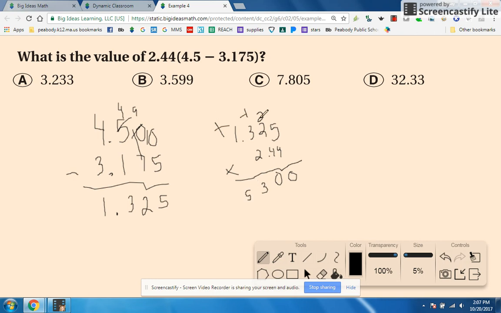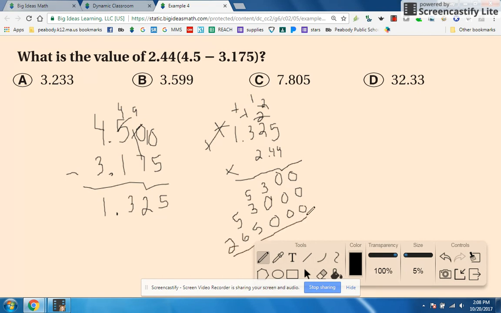Now I got to start with a 0 for my next row, and I'm multiplying by 4. 4 times 5 is 20. 4 times 2 is 8, plus 2 is 10. Carry the 1. 4 times 3 is 12, plus 1 is 13. Carry the 1. 4 times 1 is 4, plus 1 is 5. Now I got to start with 2 zeros and multiply everything out by 2. So 2 times 5 is 10. Carry the 1. 2 times 2 is 4, plus 1 is 5. 2 times 3 is 6. 2 times 1 is 2.